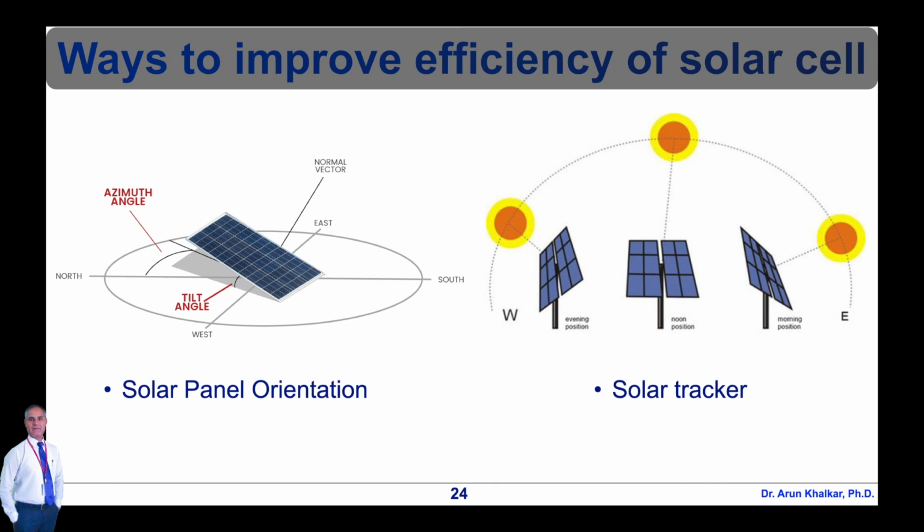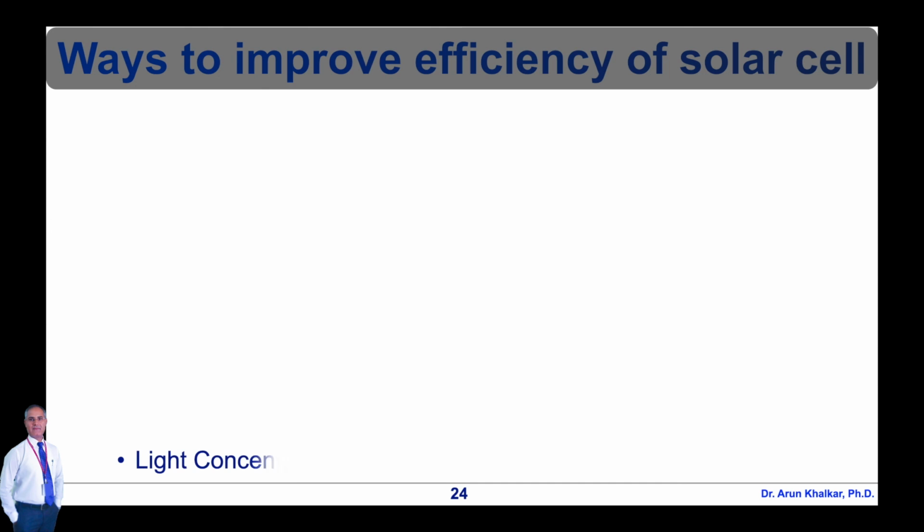Next is solar tracker. Solar tracker is the rotation of the panel so that it always directly faces the sun. However, the larger the array, the more difficult will be the operation. The optimum tilt angle changes slowly as the earth rotates on its axis.